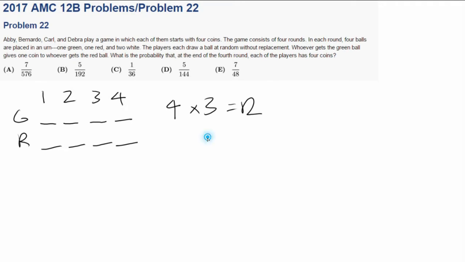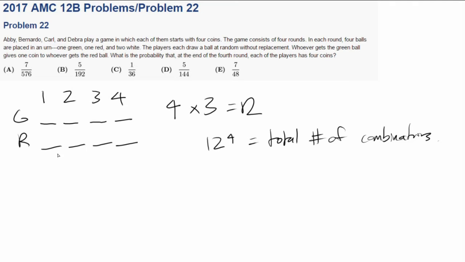And since there are 4 games, that's just 12 to the 4th as the total number of combinations. Now, that seems like a lot, 12 to the 4th. That's going to be the denominator of our probability. That's the total number of possible unique game combinations that could occur.